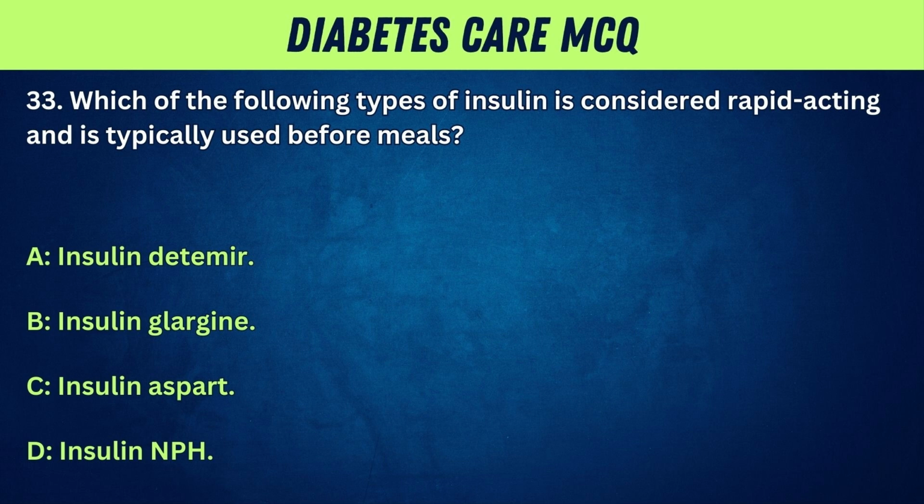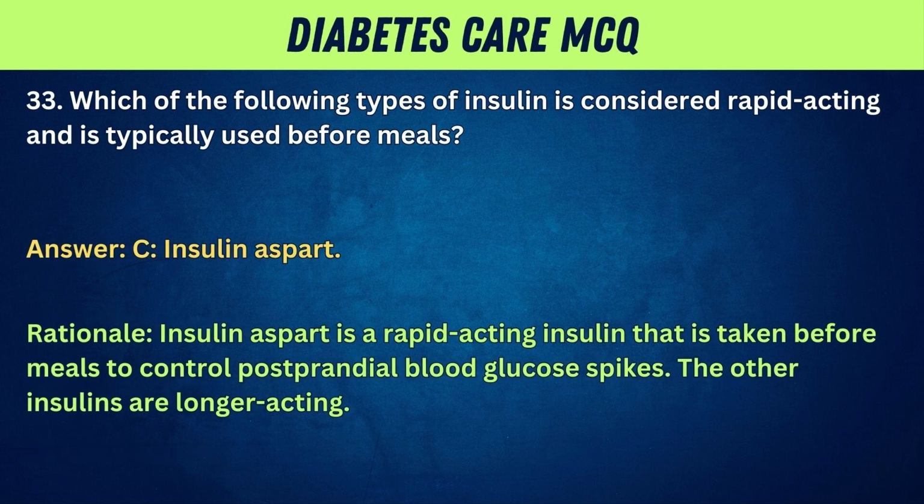33. Which of the following types of insulin is considered rapid-acting and is typically used before meals? A. Insulin detemir. B. Insulin glargine. C. Insulin aspart. D. Insulin NPH. Answer: C. Insulin aspart. Rationale: insulin aspart is a rapid-acting insulin that is taken before meals to control postprandial blood glucose spikes. The other insulins are longer-acting.